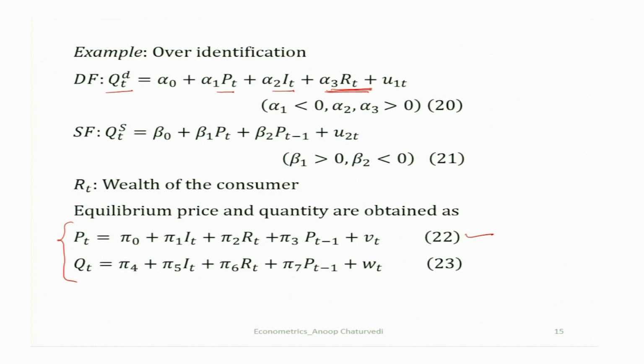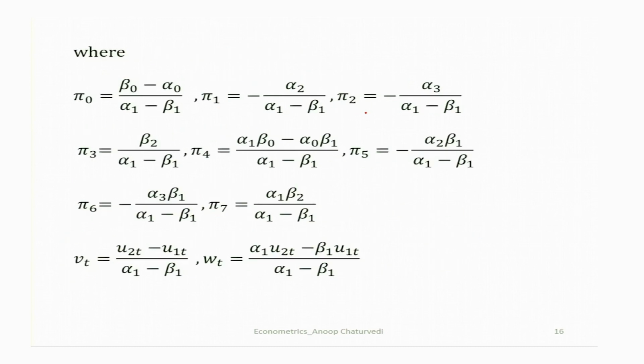Now, you have 8 reduced form parameters pi naught, pi 1, pi 2, pi 3, pi 4, pi 5, pi 6, pi 7. But you have 7 structural parameters. So, you have more equations or more relations than unknowns.